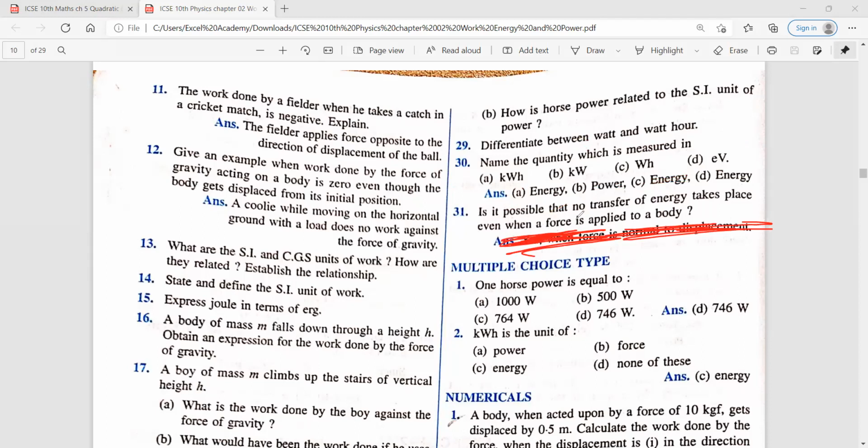Is it possible that no transfer of energy takes place even when a force is applied to a body? Yes, when theta is 90 degree. Correct. How? When the displacement and the force are perpendicular to each other, that is normal to each other, that is theta is 90 degrees, then only it is possible. Correct, very nice.